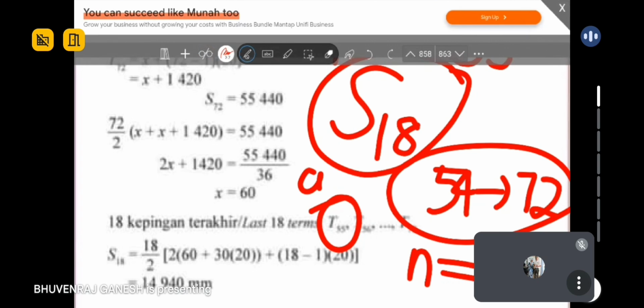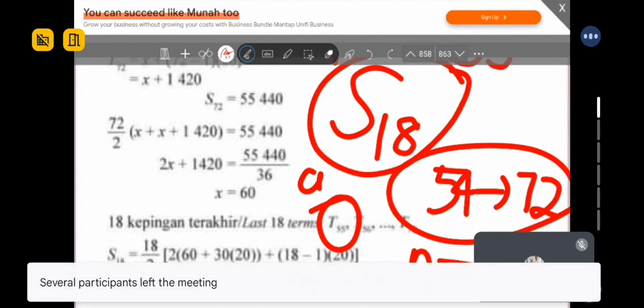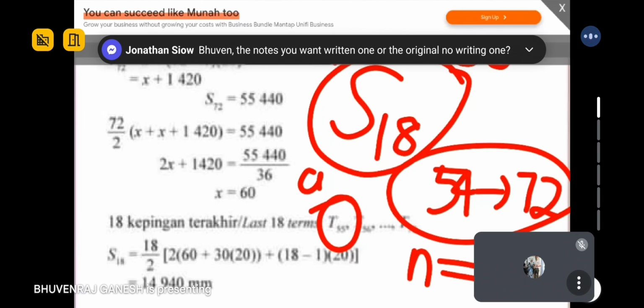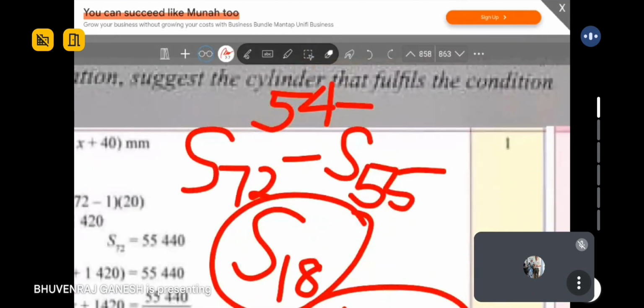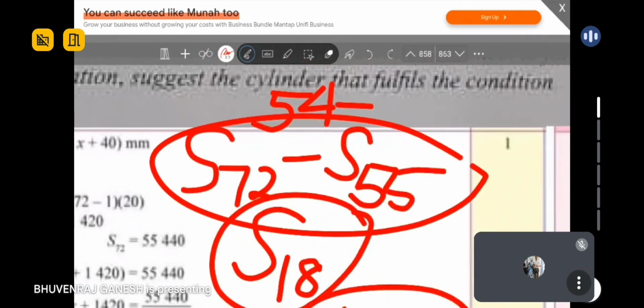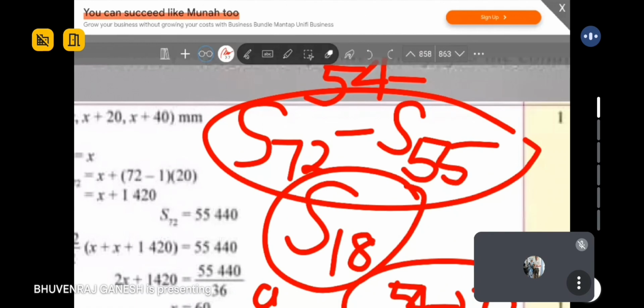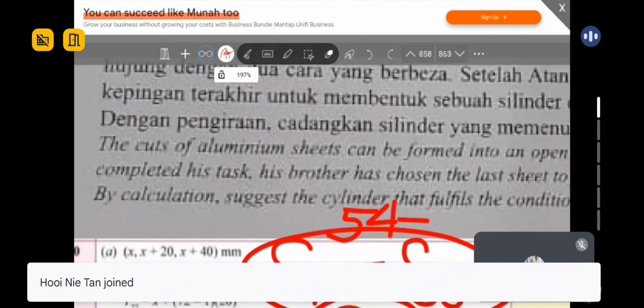Your A value is actually the 55th term, not the first term, because they're asking you the last 18 terms. So the 55th term becomes the first term. Okay, because your progression is 55 to 72 only now. Okay, if you don't want to be confused, kamu guna method saya. Kamu boleh guna A sebagai nilai X kamu, yaitu 60. Okay, clear? Okay, next one.